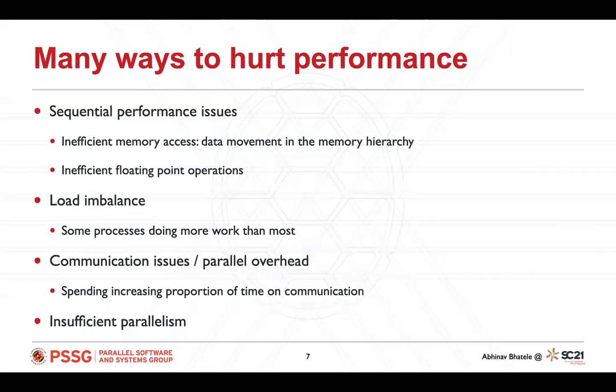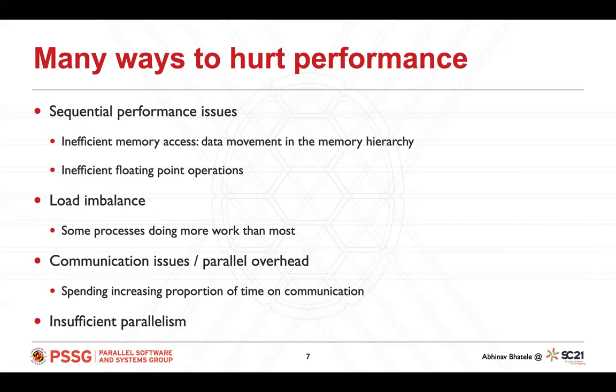In addition, there are many different ways in which we can hurt performance when writing a parallel program, and I'll list a few of them here. There might be sequential performance issues in a program. A few examples are inefficient memory access when there is data movement in the memory hierarchy, or inefficient floating point operations. When you write a parallel code, there might be load imbalance when some processes or threads do more either computational or communication work than other processes.